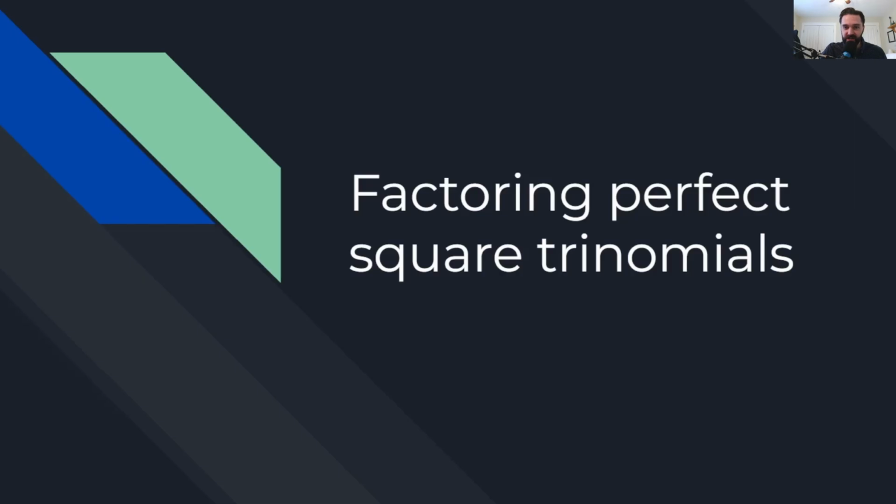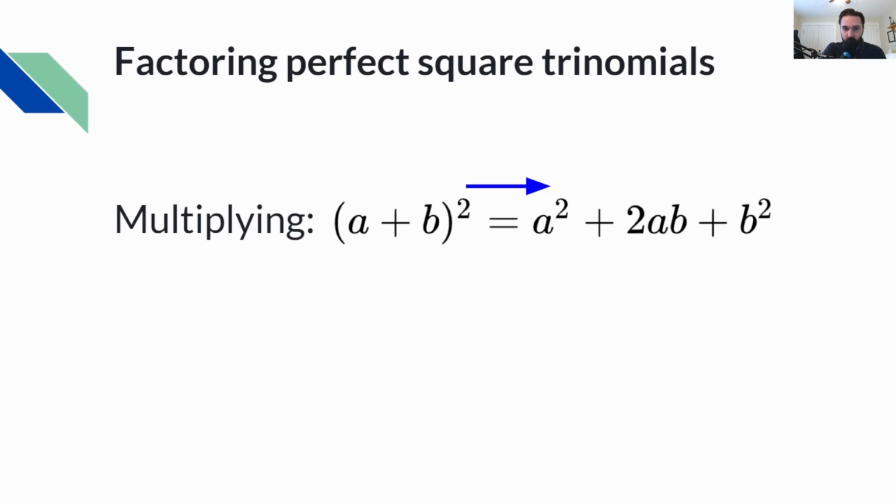Okay, here we go. So we're starting with factoring perfect square trinomials. We've seen these before. In a previous video, we showed how to do a plus b squared. That's a plus b times a plus b. If we FOIL that, we get this perfect square trinomial here: a squared plus 2ab plus b squared.